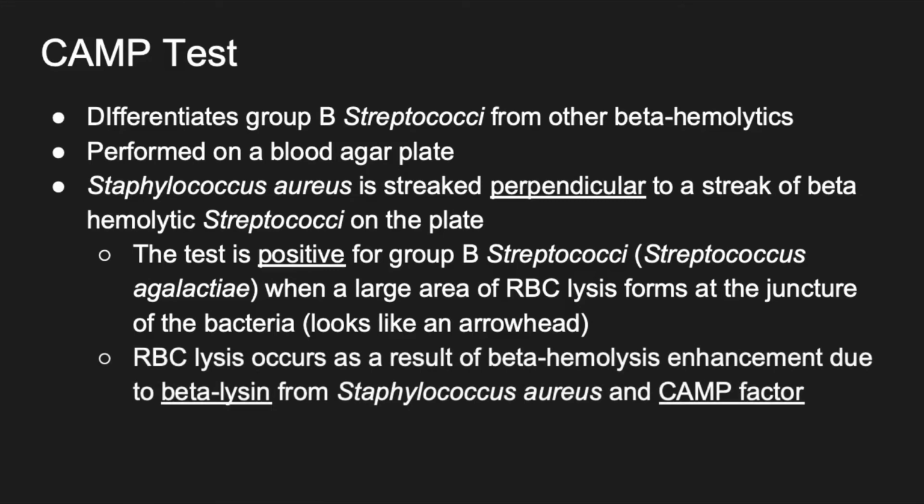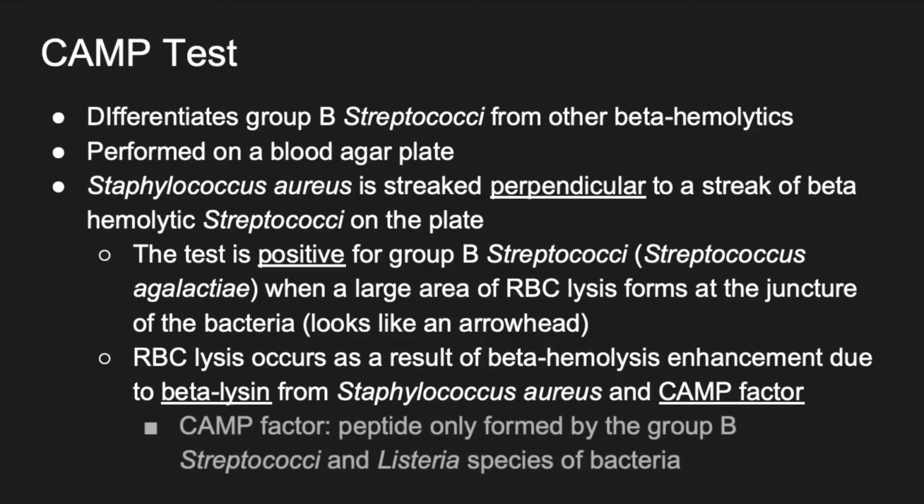Red blood cell lysis occurs as a result of the beta hemolysis enhancement due to the beta lysin given from the Staphylococcus aureus and the CAMP factor. CAMP factor is a peptide that is only formed by group B streptococci and Listeria species. So Streptococcus agalactiae has the CAMP factor, which means that we can differentiate our group B Streptococcus agalactiae from another beta hemolytic organism. Okay?